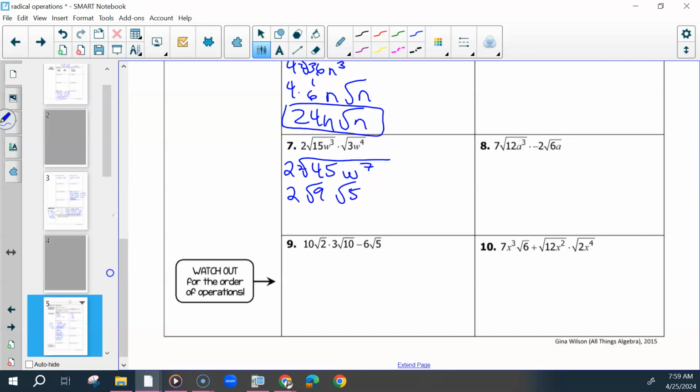And 2 goes into 7 how many times? Correct, so that's going to stay the same, but minus 3. So how much left over? 1. So we have 2 times 3 times w to the 3rd times the square root of 5w. So our final answer would be 6w to the 3rd times the square root of 5w.